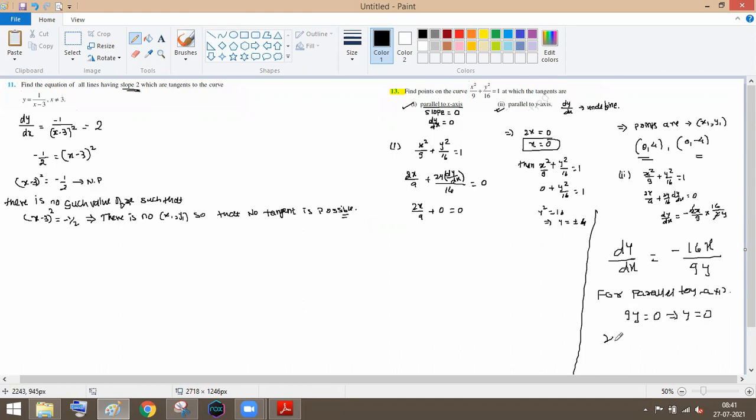If y equals 0, then what will x be? If you put y as 0 in this equation, you will get x equal to plus minus 3. Just calculate it. So the points we get are (3, 0) and (-3, 0). And this will be the solution for the question number 13.